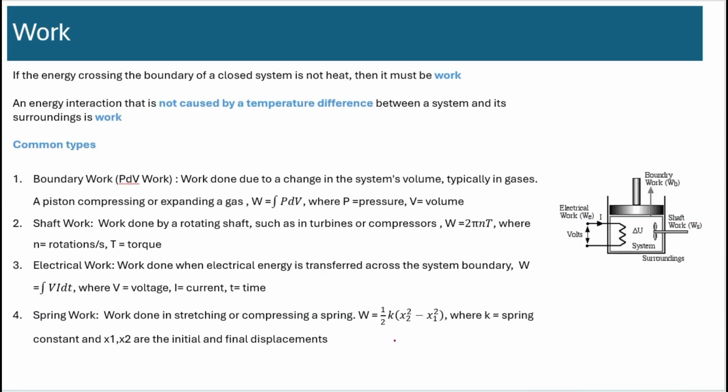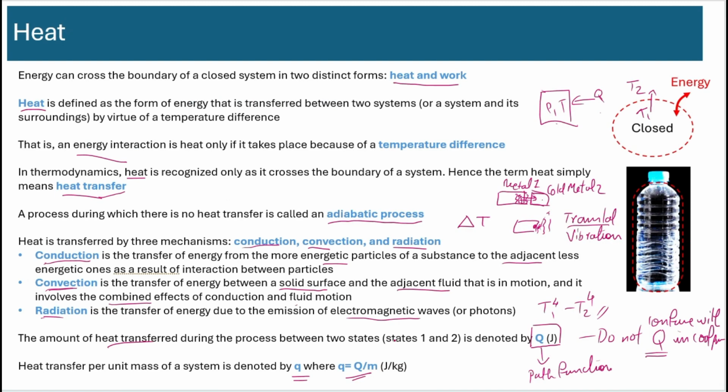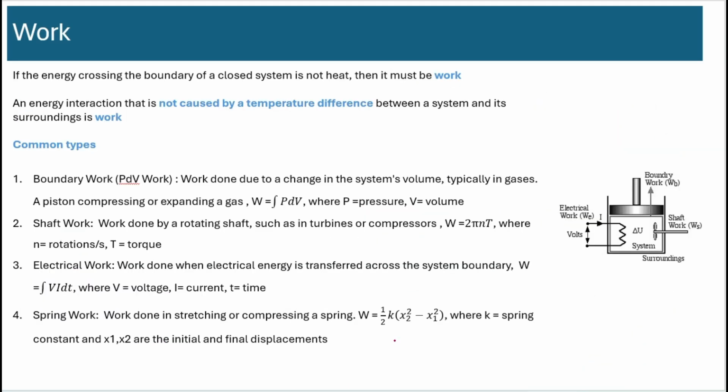All right, now let's look at work. So we already know that work and heat are the two ways of energy transfer, especially in a closed system. So if it is not conduction, convection, or radiation, and you still have energy transfer, then it's due to work. So how can you transfer energy without conduction, convection, or radiation?